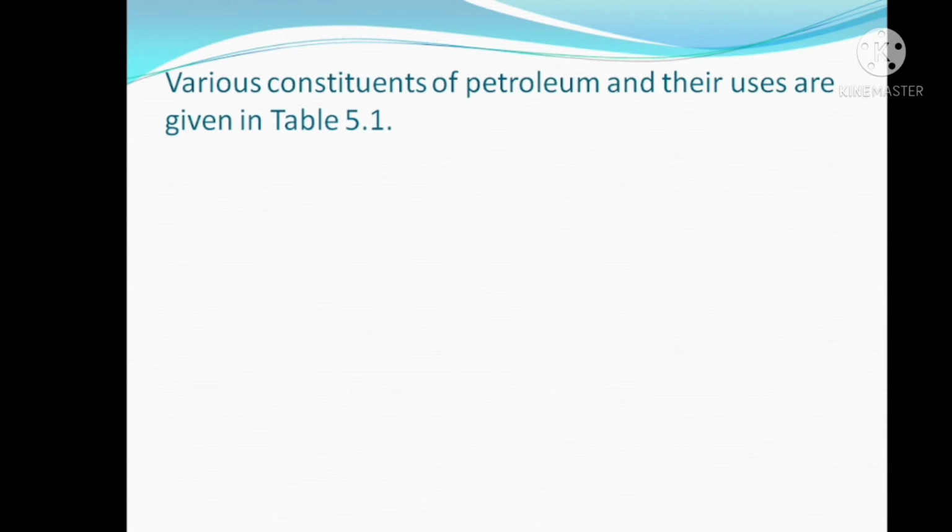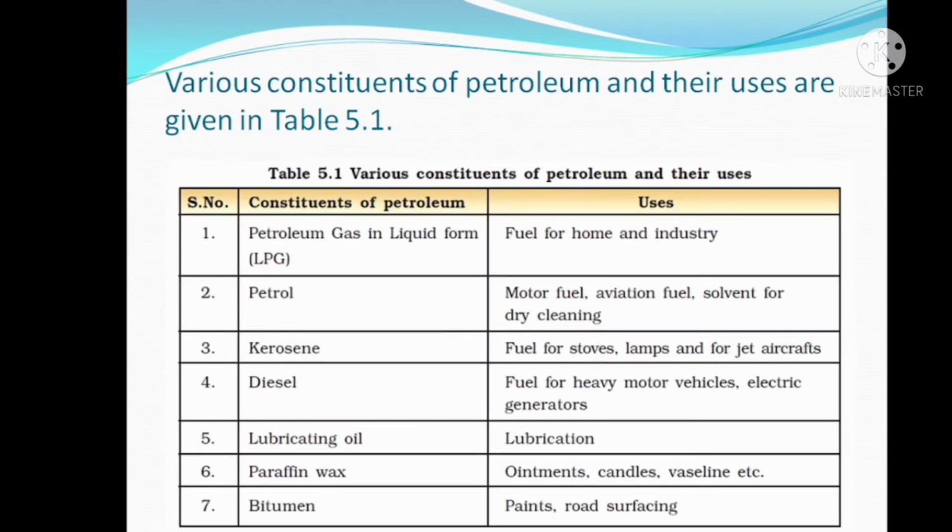Various constituents of petroleum and their uses are given in the table. Number 1, petroleum gas in liquid form is called LPG, a fuel for home and industry. The LPG gas bottle, the gas cylinder, that we use in the home comes from the petroleum product. Second, petrol, which you are very much familiar with. We use it in motorcycles, aviation, and as a solvent for dry cleaning. So it can be used in various industries also.